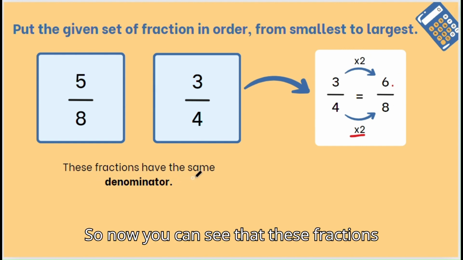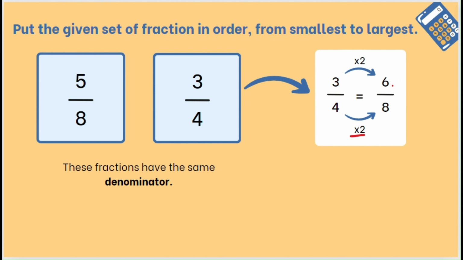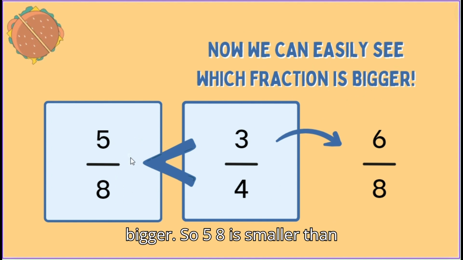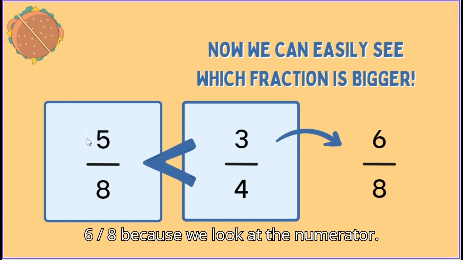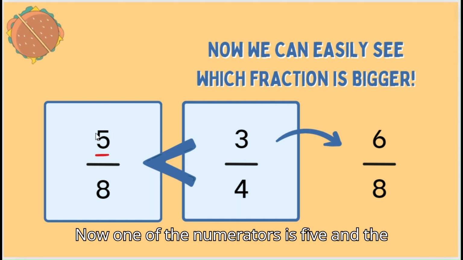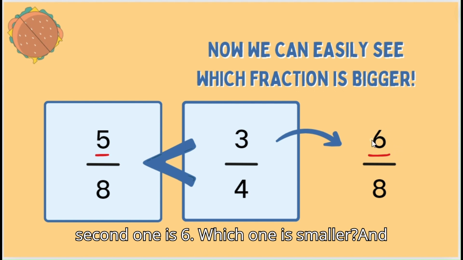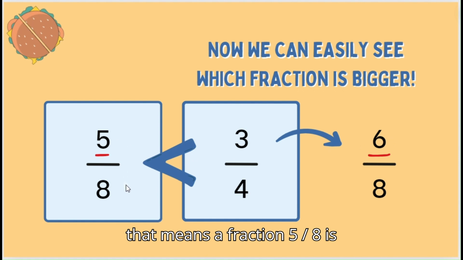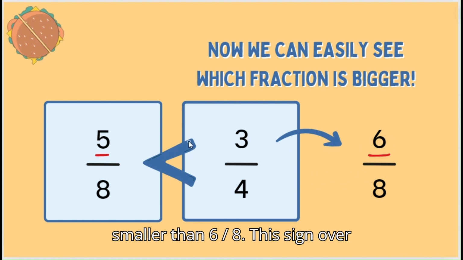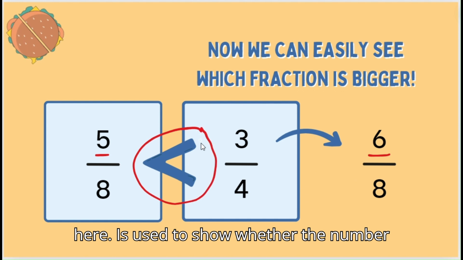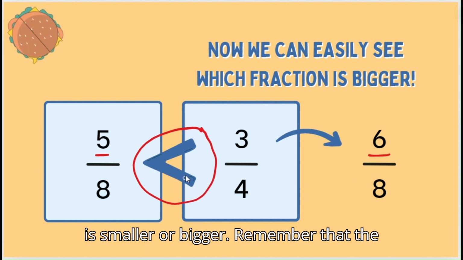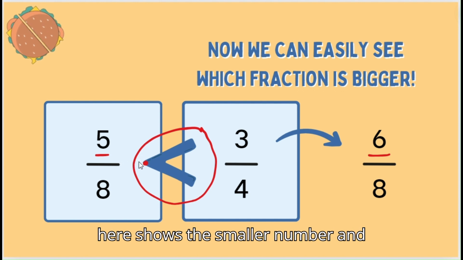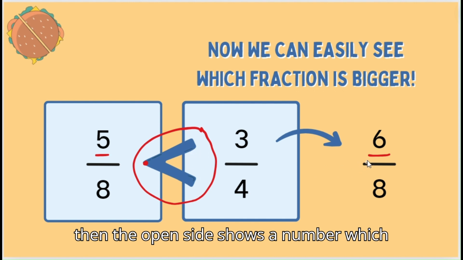Now you can see that these fractions have the same denominator, so we can easily see which fraction is bigger. 5 over 8 is smaller than 6 over 8 because we look at the numerator now. One of the numerators is 5 and the second one is 6. Which one is smaller? We know that 5 is smaller than 6. So that means the fraction 5 over 8 is smaller than 6 over 8. This sign over here is used to show whether the number is smaller or bigger. Remember that the side that is closed shows the smaller number and the open side shows the number which is bigger.